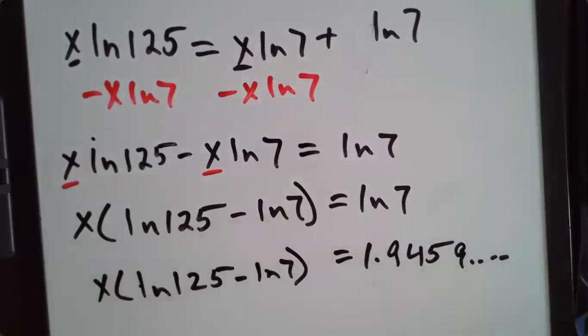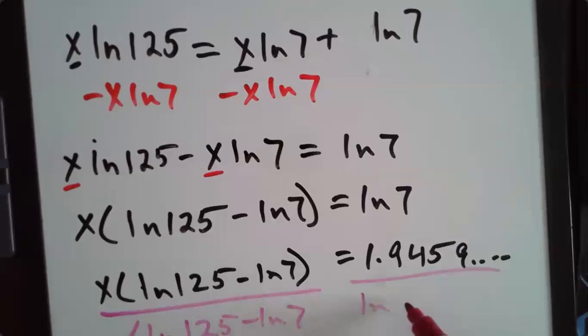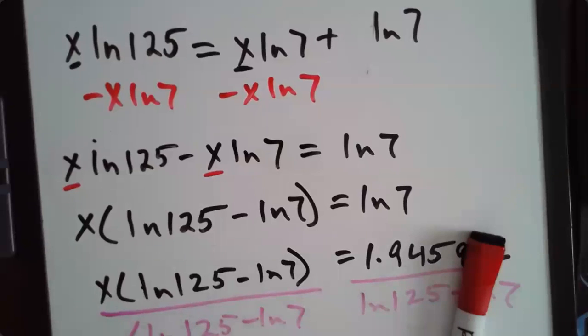Okay, so now we divide by this entire expression that's in parentheses. Natural log 125 minus natural log 7. Divide by natural log 125 minus natural log 7. Okay, now go ahead and try that, and we'll see how you do.